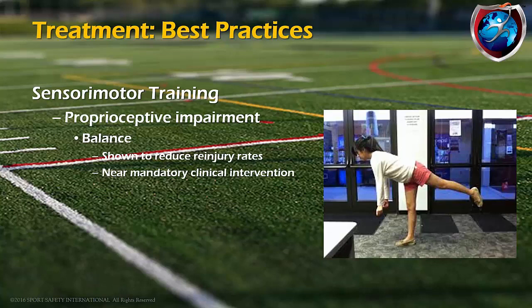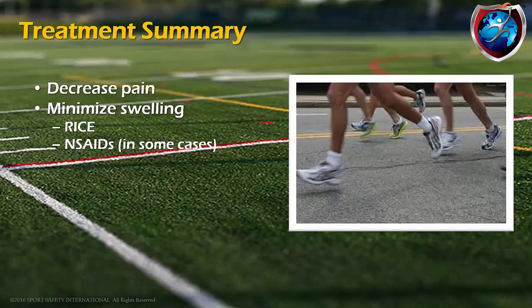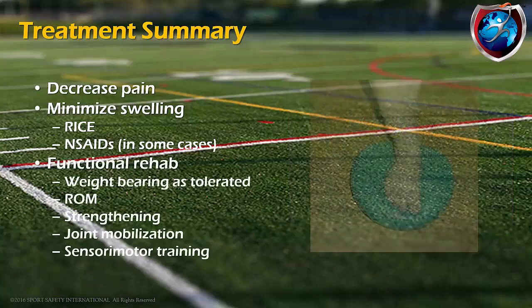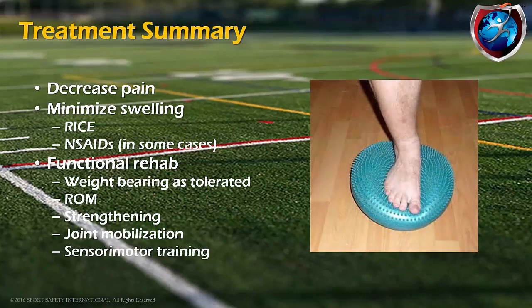football. Acute and subacute management of lateral ankle sprains focuses on decreasing pain, minimizing swelling and secondary injury by using RICE, and in some cases, using non-steroidal anti-inflammatories. Functional rehabilitation is the treatment of choice for lateral ankle sprain and should include weight bearing as tolerated, range of motion exercises, strengthening, joint mobilization techniques, and sensory motor training as athletes transition into long-term management and return to function.